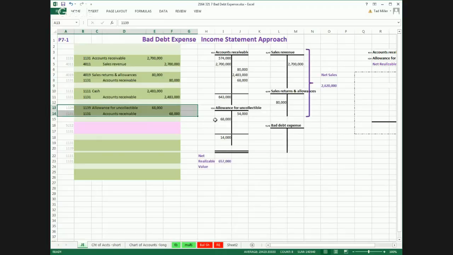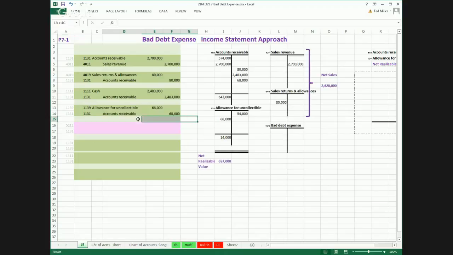In fact, it has no effect on total assets or total current assets or net realizable value of accounts receivable, for that matter. So if you look, we had $657,000 net realizable value before we wrote off these accounts, and $657,000 after. Because when we write off accounts receivable, the debit goes to the allowance account. It's accounts receivable and its contra account. So there's no pain and suffering when we write off an account using accrual accounting.